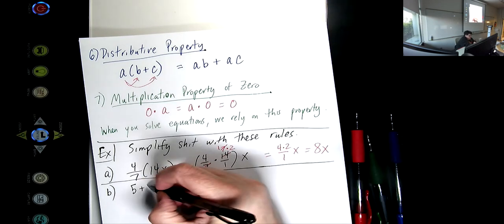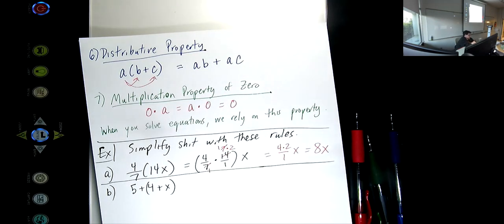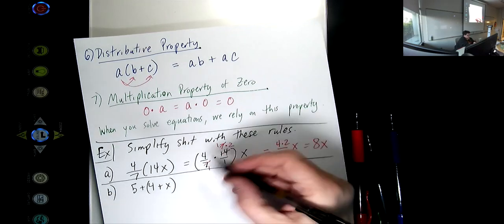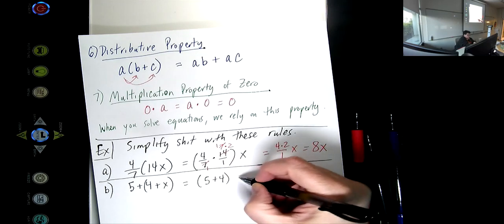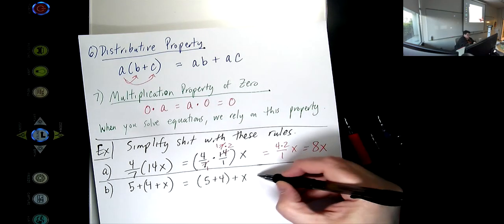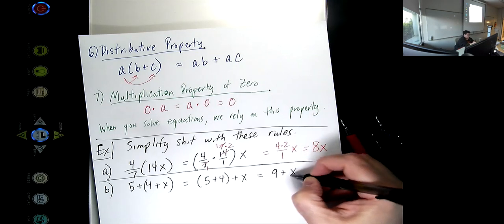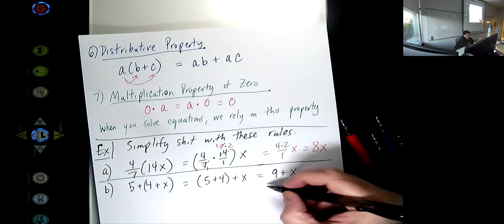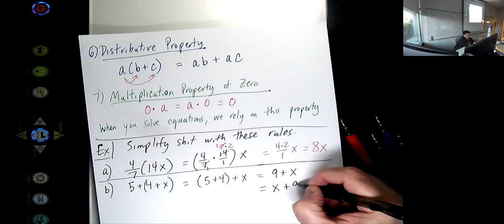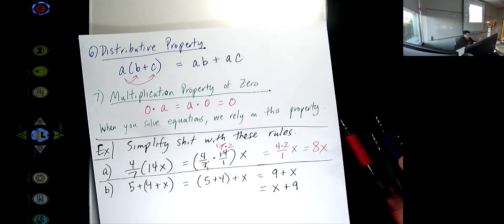5 plus 4 plus x. You would think, where does that appear? But sometimes it appears. You'll plug in an algebraic expression and then you'll have something that looks like this. I don't need to add the 4 and the x first. I can add the 5 and the 4 first, and I get 9 plus x. And I can use the commutative property to switch the order of these and say x plus 9, which is what we frequently do.